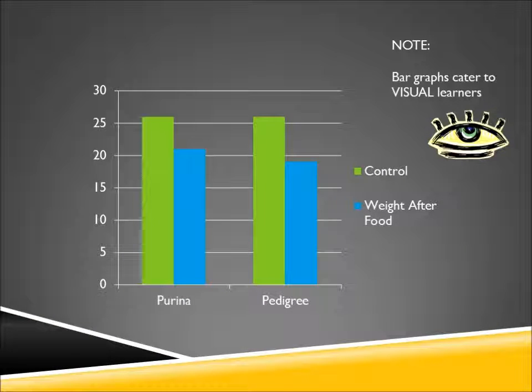So, this would be an example, and you can see on the vertical axis is weight after food. And then the horizontal axis is brand of food. Then a note is bar graphs cater to visual learners, because what bar graphs really want to do is give you something to look at other than numbers. So obviously bar graphs would cater to visual learners.